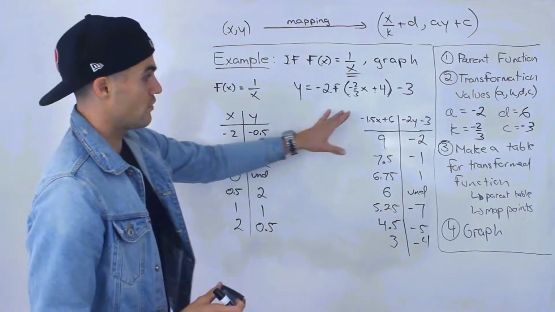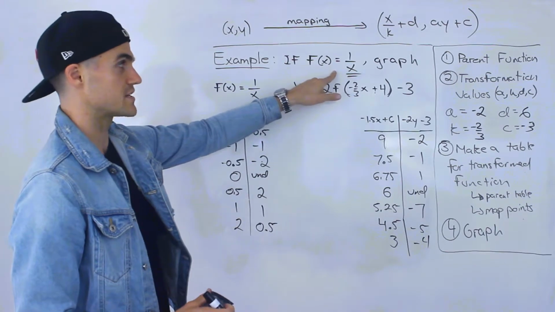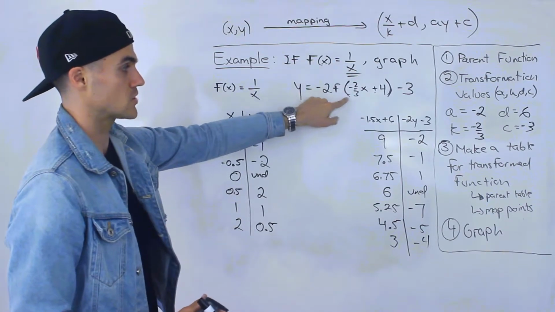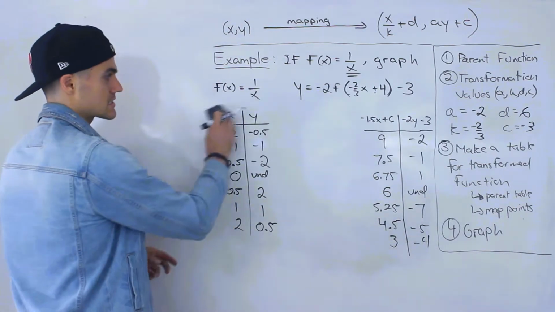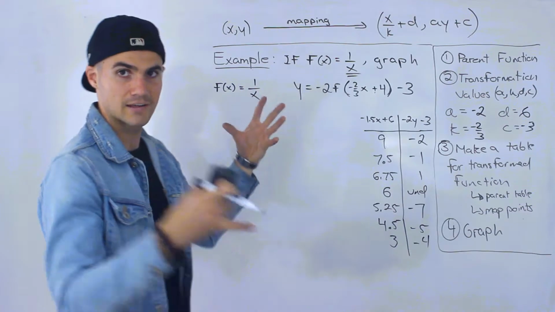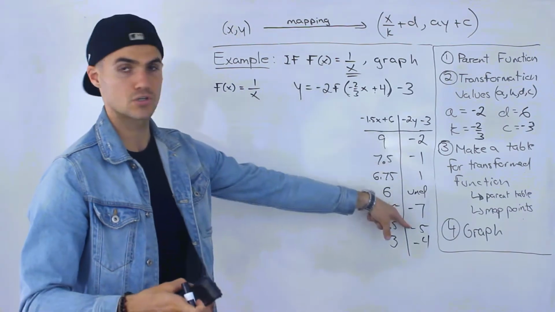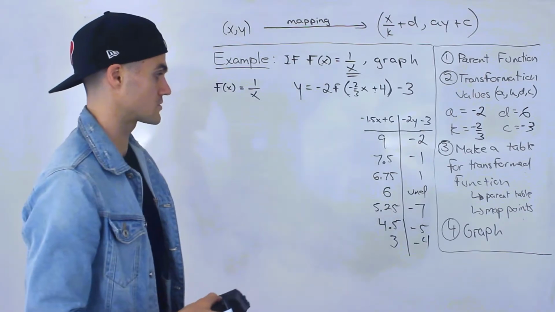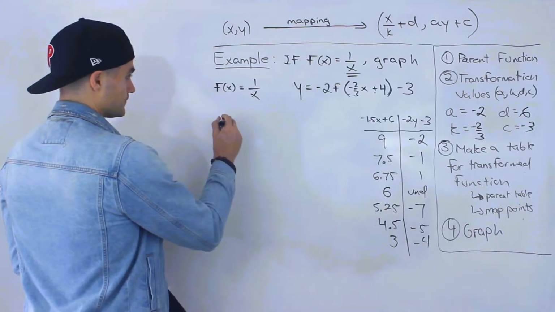Right? So this here ends up being the table for this function with this parent function. This parent function with these transformations, this is the table here. And like I said, you could test some of these values if you want. If we put this in that combined format, plug in some of these x values, you should get those y values right there. Now, let's make a graph here.